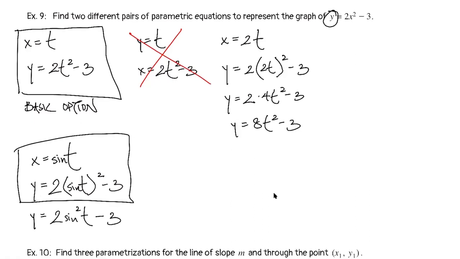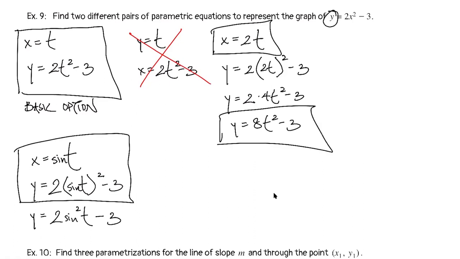I know this question asked us to do 2 different pairs of parametric equations. We did 3 here because we've got this one over here as well. But I wanted us to see the pattern that whatever we choose as our x, as long as we substitute that into the y equation, we can generate another y that goes with that x.